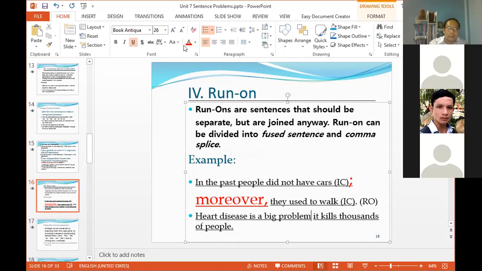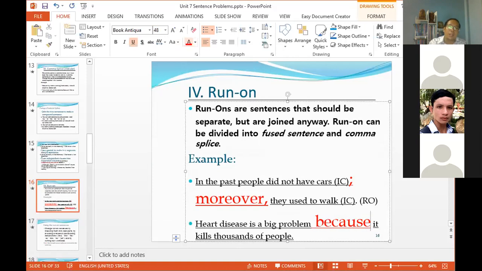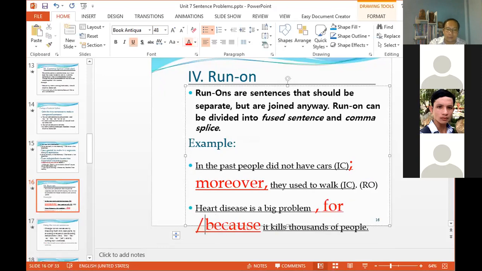Teacher, can I write? Yes. Teacher, heart disease is a big problem because it killed thousands of people. Okay, because, right? This is a complex sentence. How about if you want to use FANBOYS? What do we use? Teacher, I think comma, for, right? For. Okay. So you can use a FANBOYS, or you can use because, no problem. Up to you. If you use for, it is a compound sentence, right? If you use because, it is a complex sentence. Okay, so the same way.